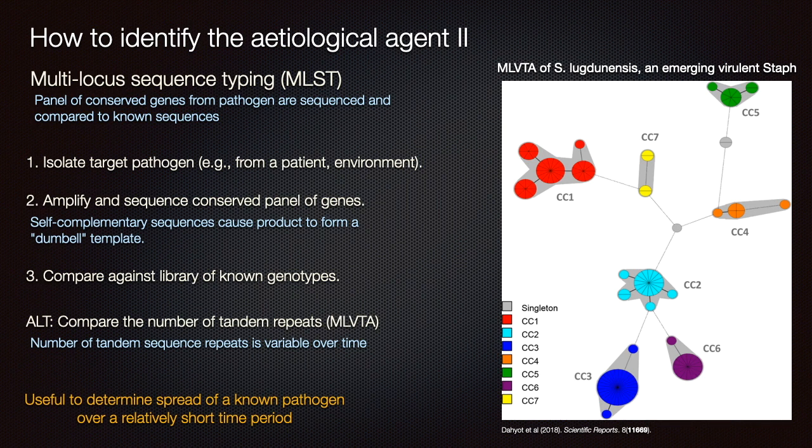By comparing variability within a panel of genes instead of just a single gene, we can make better, more definitive temporal relationships between isolates of a pathogen. In other words, pathogen isolated from different patients at different times in different places. This is one of our key goals for molecular diagnostics, this definitive spatio-temporal distinction.